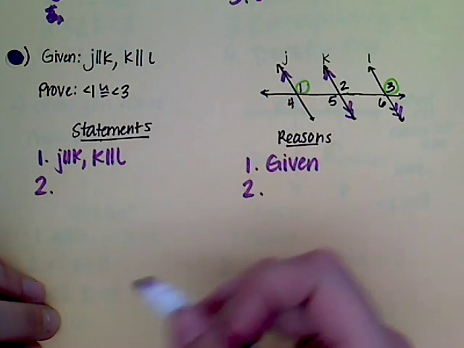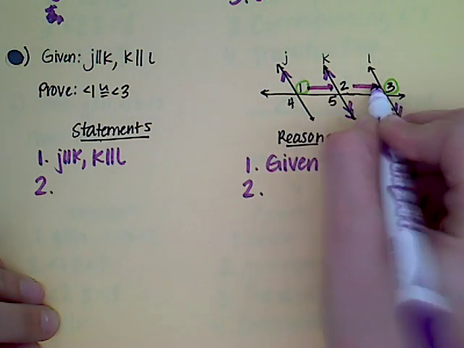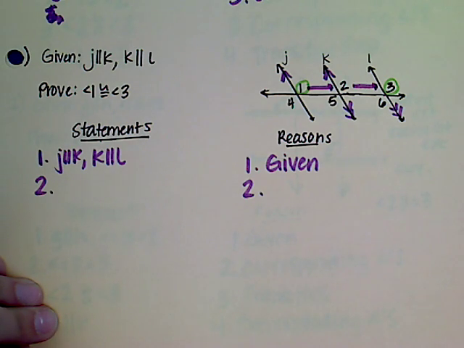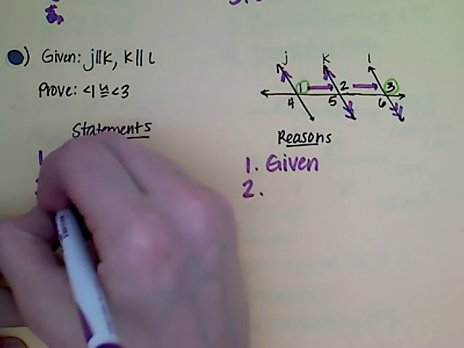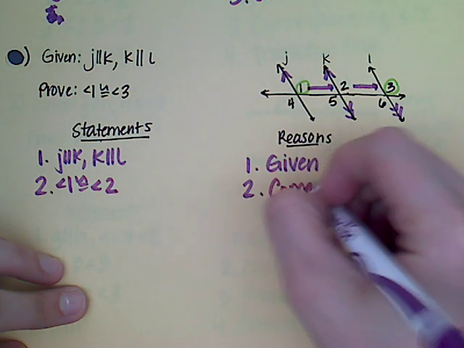When I look at this, I think the easiest way is to say 1's congruent to 2 and then connect 2 to 3. We can work with all corresponding angles. So I know angle 1's congruent to angle 2, and they are corresponding.